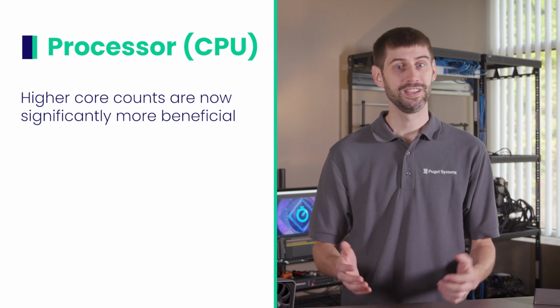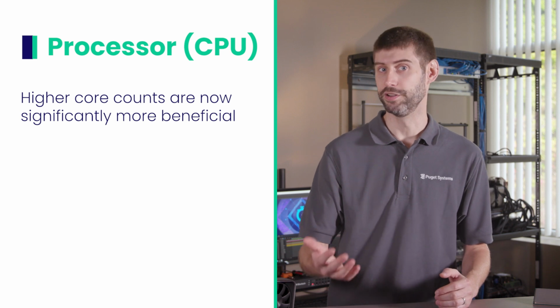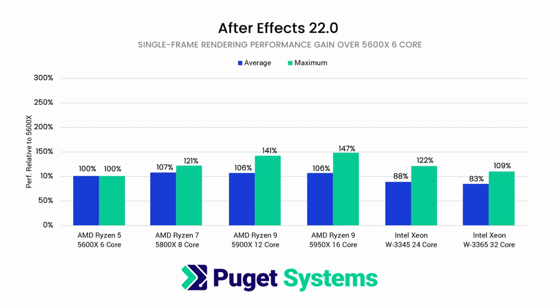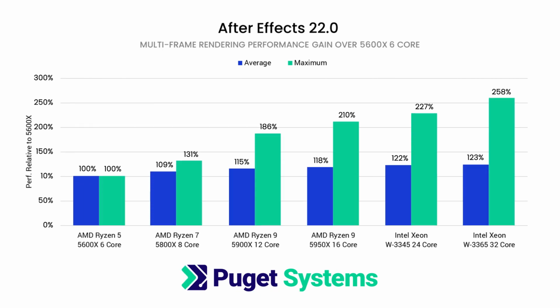And as you might expect, the biggest difference with MFR is that higher core count CPUs are now significantly more beneficial. For example, in previous versions of After Effects, where you only had single frame rendering, going from a 6-core processor to a 16-core could only get you about a 6% performance gain on average, or up to nearly 50% in the best case. And often, once you cross a certain threshold, higher core count CPUs could actually be a bit slower. With multi-frame rendering, however, the average gain is closer to 20%, and in some cases, a 16-core CPU can be more than 2 times faster than a 6-core model.